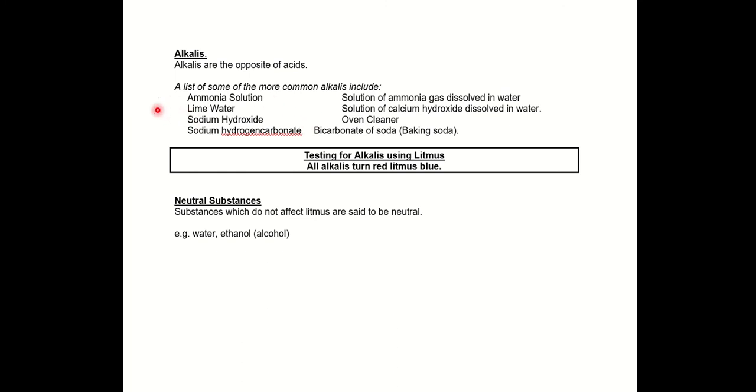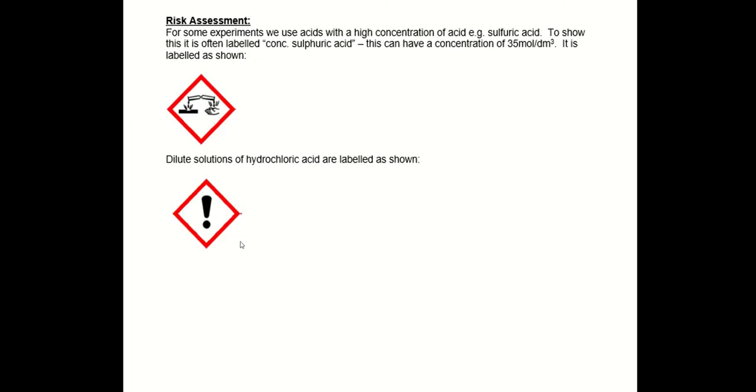Now the one to try and remember is sodium hydroxide, and we'll see it a wee bit as we go through. Neutral substances, fairly obviously the most obvious neutral substance, water, as we saw there. Ethanol is also considered to be neutral. It's got a pH of 7, which we'll come to now.